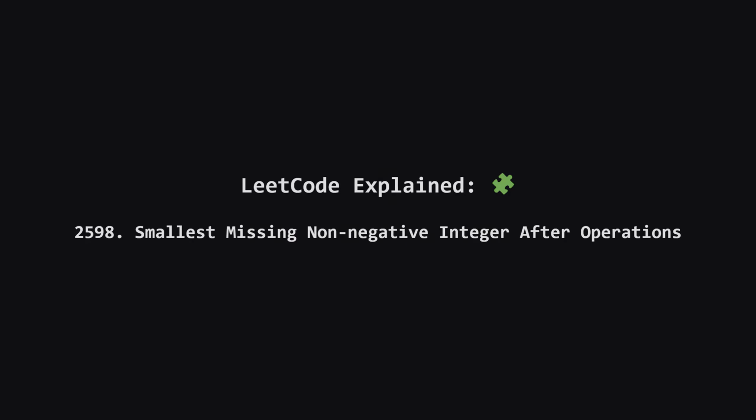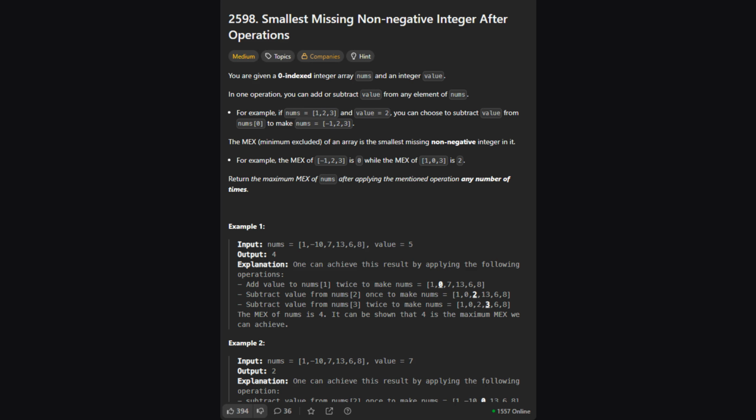Let's get started. Okay, so the problem gives us a list of numbers, called nums, and a single integer called value. We can perform an operation on any number in our list. We can add or subtract value from it as many times as we want. Our goal is to perform these operations to get the highest possible max.